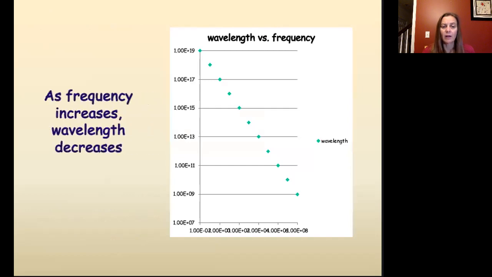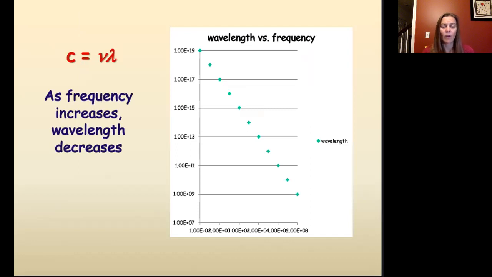Since the speed of light is a constant, the frequency times the wavelength equals a constant. As frequency increases, as we have more waves per second, the wavelength decreases. So again, as frequency increases, wavelength decreases.